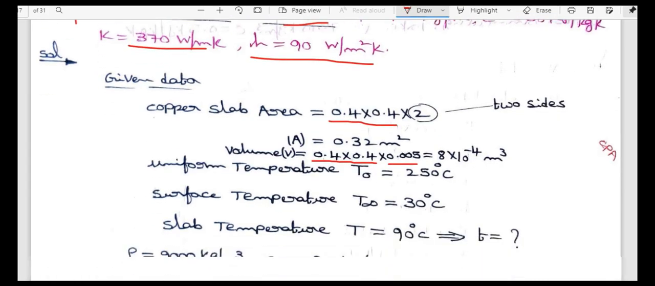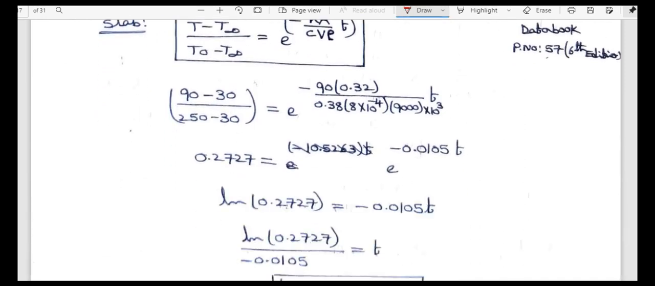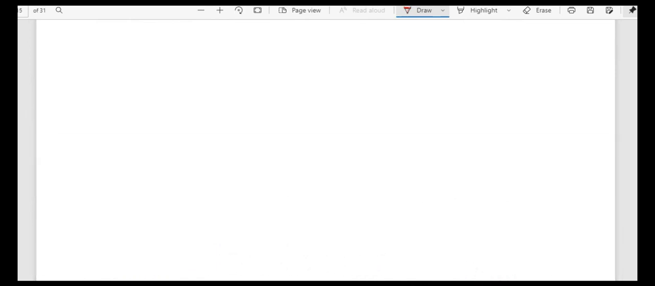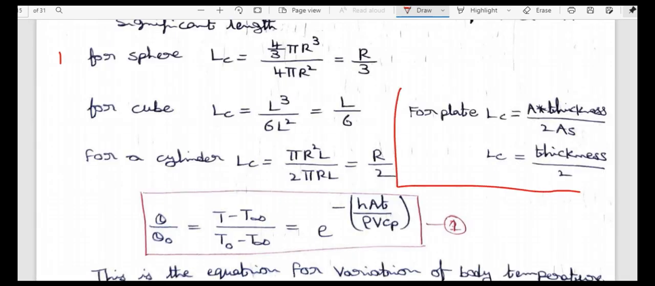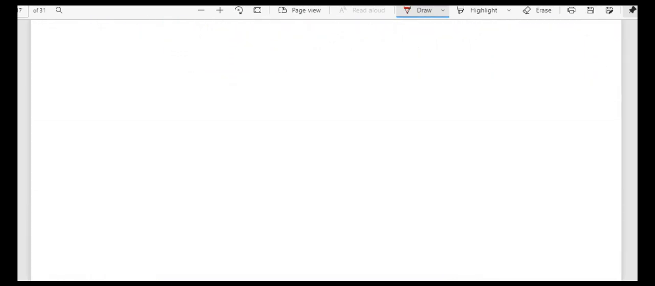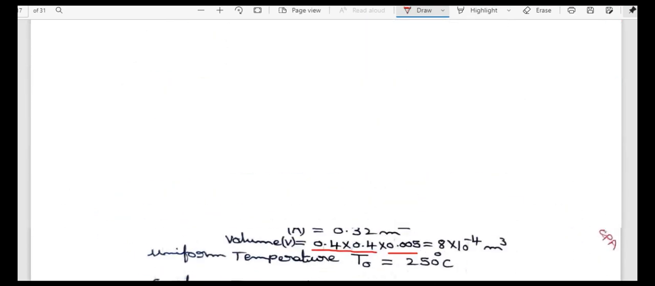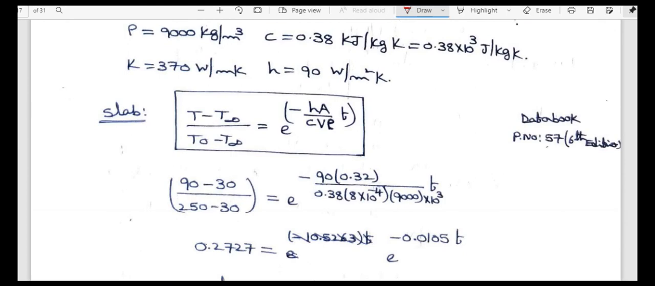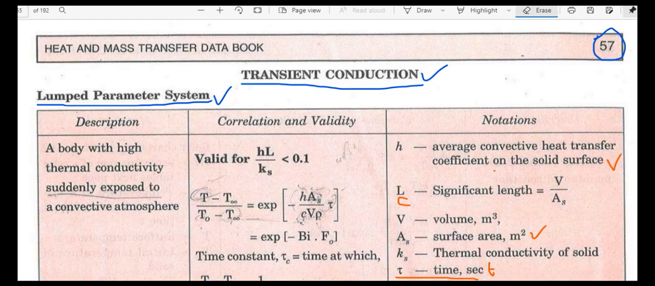So what is the L value? The significant length Lc, from the flat plate formula, is equal to area into thickness by 2As. Here 2 is for both sides of the thickness. So here As gets cancelled, giving thickness by 2. Now I can substitute Lc is equal to thickness by 2.